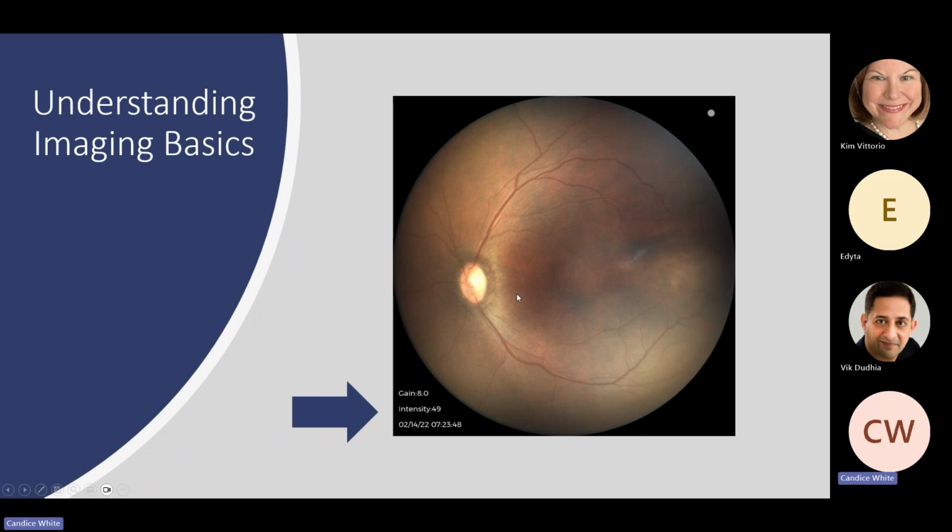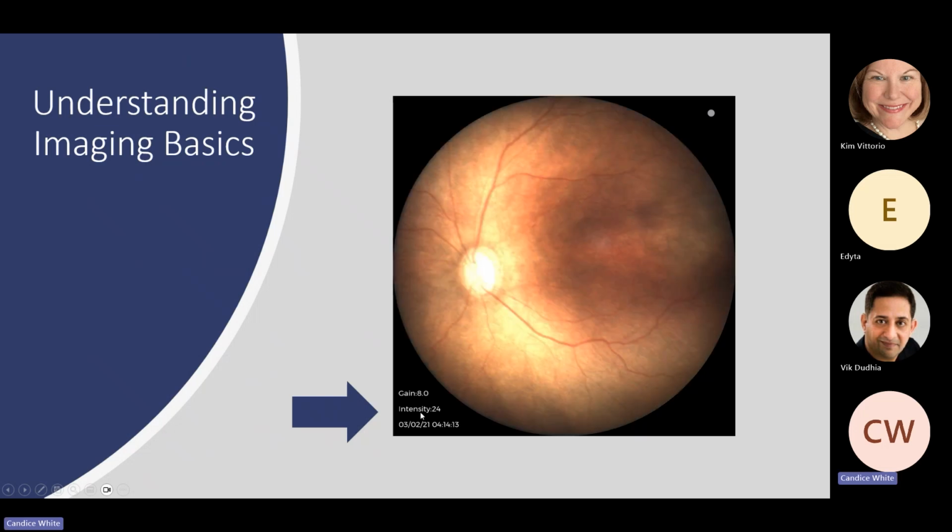But if I look at another photo, here my intensity is actually 24. It's lowered quite a bit, but I still have a lot of reflectivity in this eye. Sometimes that's just because of the way the eye is in these small babies and small infants. I still think this is a lovely image because I can see the vasculature. We have really good focus. I can see the vessels and whether or not they're starting to get tortuous or curvy.